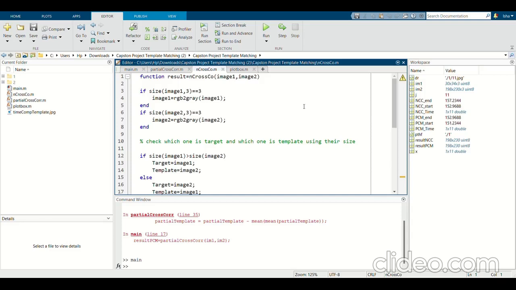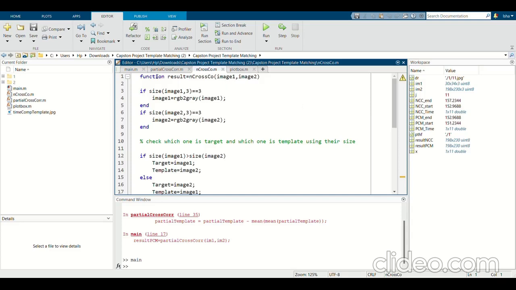I am here presenting on behalf of my team the project which we have done in our digital image processing. The topic of my project is normalized cross correlation based fast template matching through partial elimination.